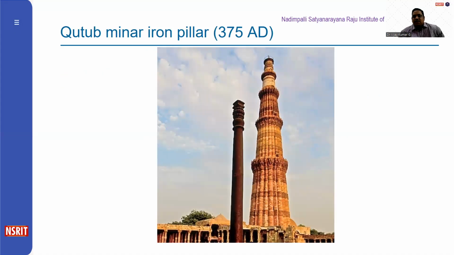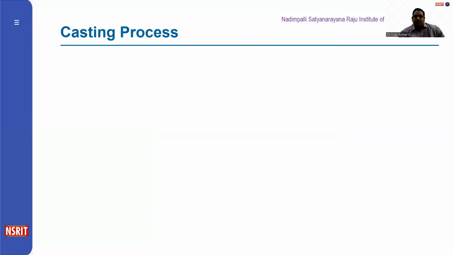And one of the examples we can cite is that India also used this particular process. Here we can see the Qutub Minar pillar, which is standing tall till now, which was made in 375 AD. Still, there is no rust formation on this particular pillar. That is the beauty of the casting process.